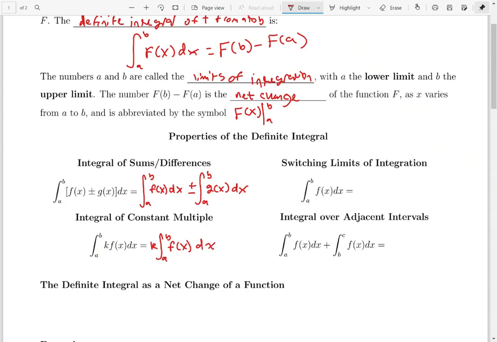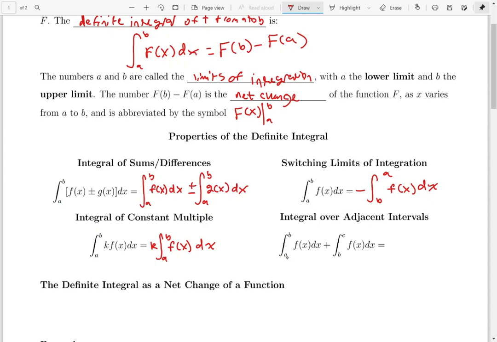Something new and interesting: if you wanted to switch the limits of integration, and there are some reasons to do this, if ever you decide to swap the a and the b, you can, but you just have to make the entire thing negative. So that's going to be negative the integral from b to a of f of x dx. So you have this neat property with swapping the limits of integration.